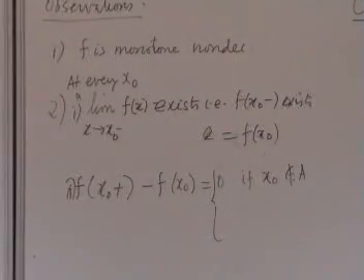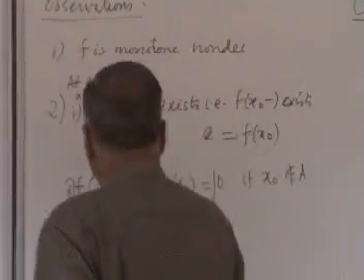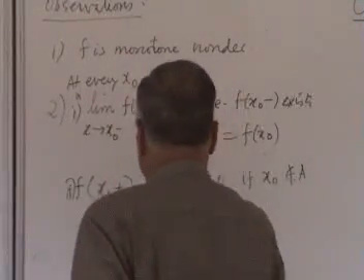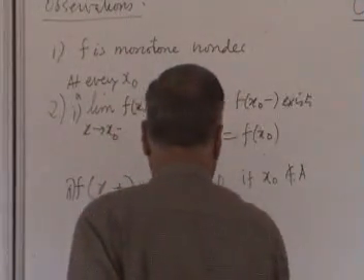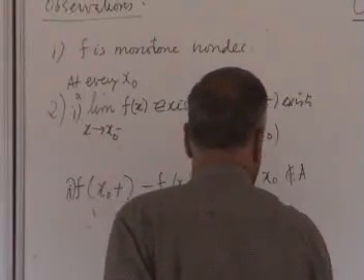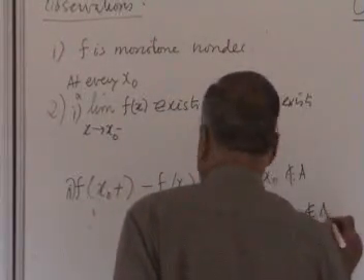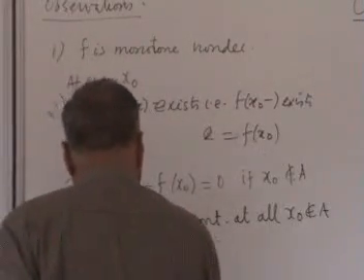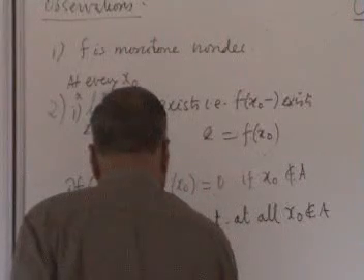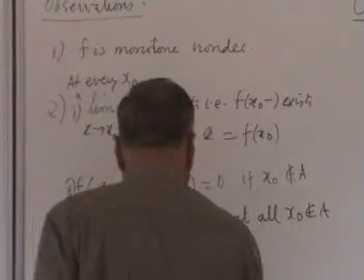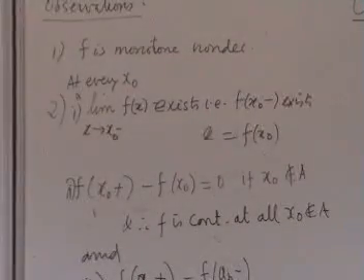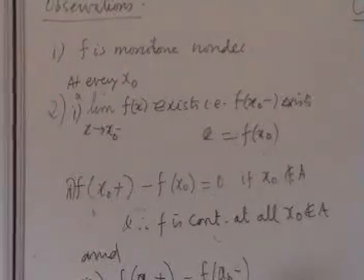So therefore, f is continuous at all x naught outside A. And three, f(a_k plus) minus f(a_k minus). Because now the only worry is what about the jump at the other points? Again I can write f(a_k minus) as f(a_k).